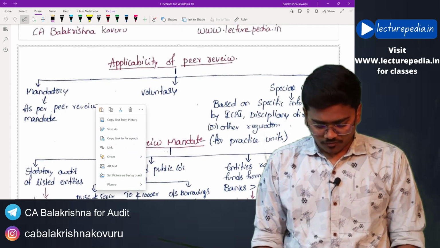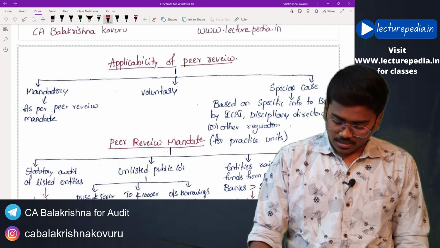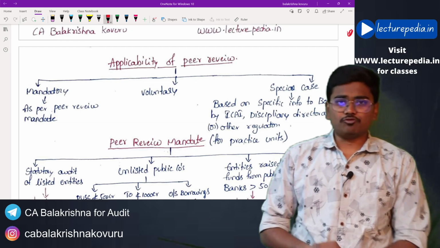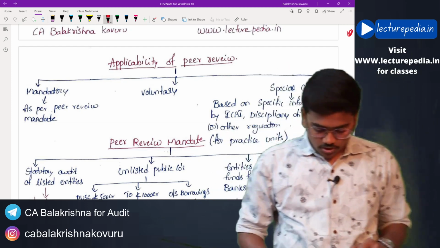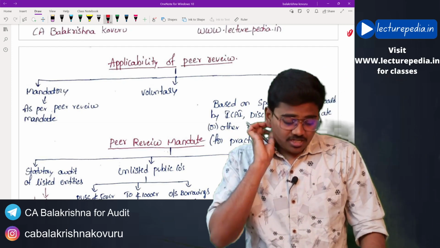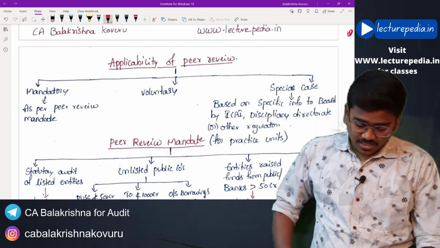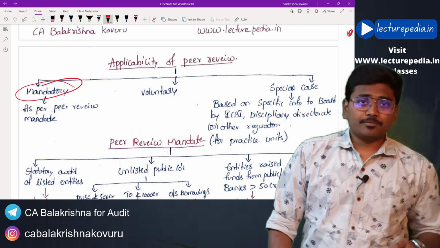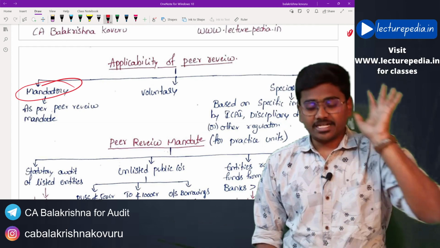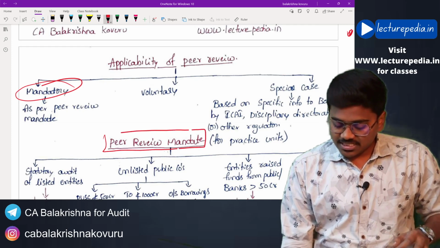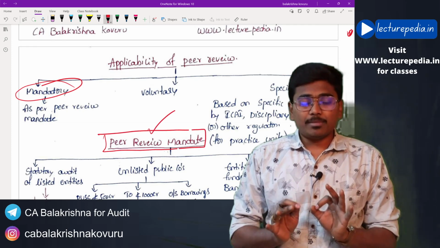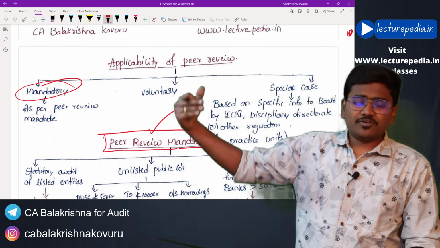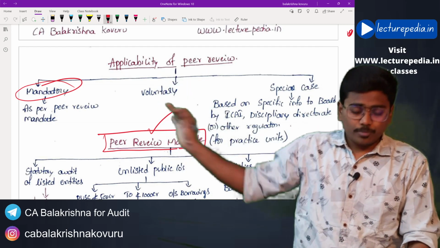Next, applicability of peer review. Earlier we were having level 1 and level 2 firms with regard to applicability of peer review, but now that level 1, level 2 is not there. Applicability of peer review you can bifurcate into 3 parts. First one is mandatory applicability. The peer review board in these guidelines has issued a peer review mandate. All the audit firms that are specified in this peer review mandate have to mandatorily get their practicing unit peer reviewed. There are various dates given for each of the firms that we will be discussing in the peer review mandate. That is the first case.